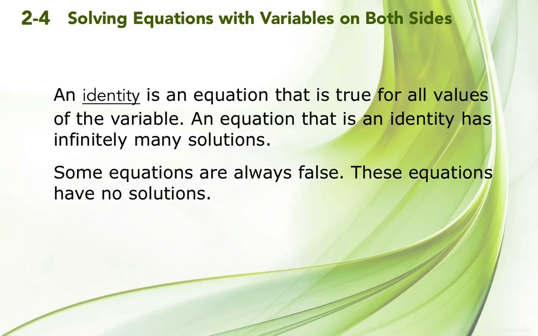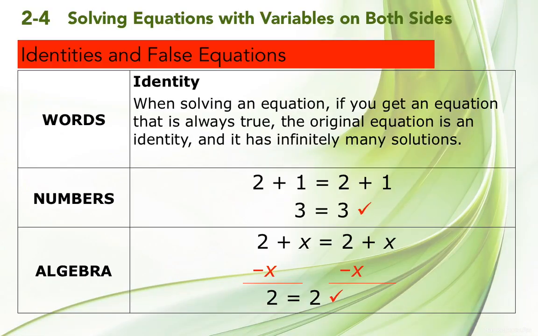So this last section is going to talk about two different types of equations that you could run into. The first thing we're talking about here is an identity. And an identity is an equation that is true for all values of the variable. So what that means is you can plug in any value and it's going to come out true. And I'll show you what that looks like in a second. And then the second part here, some equations are always false. That means that they have no solutions. So let's take a look at what each one of these mean here.